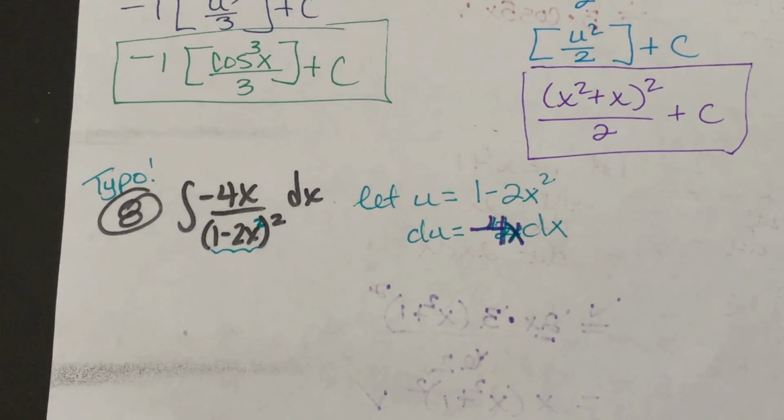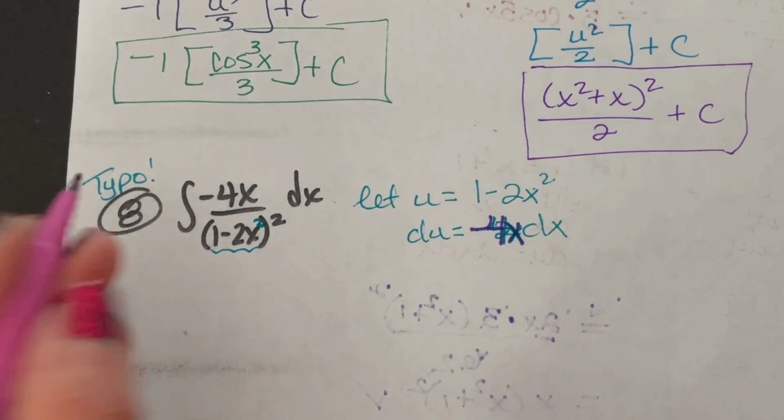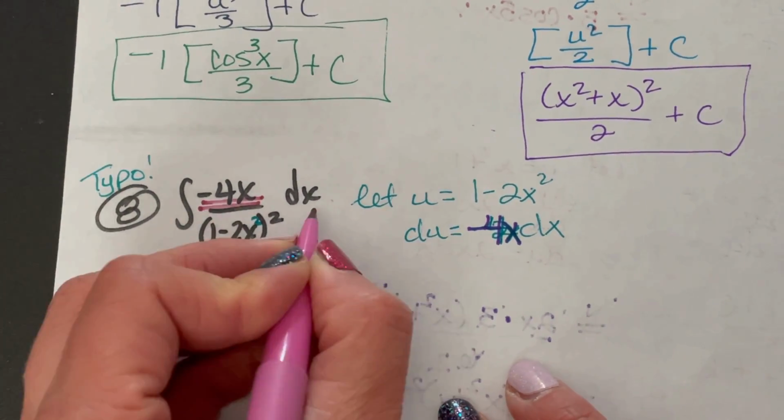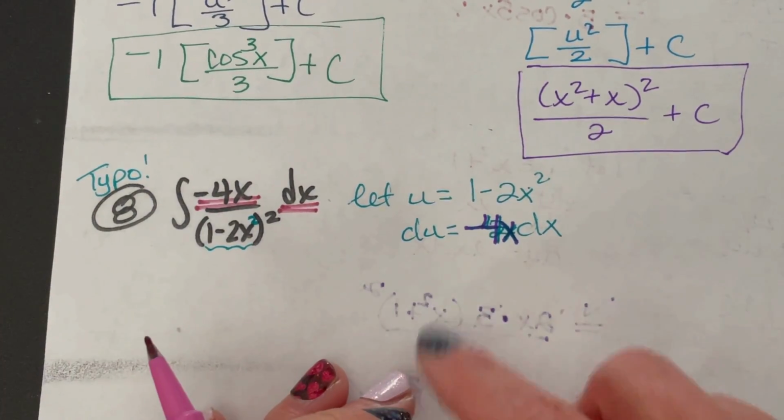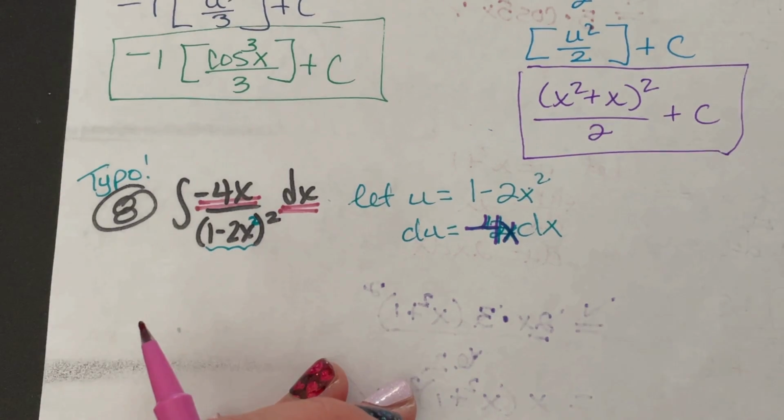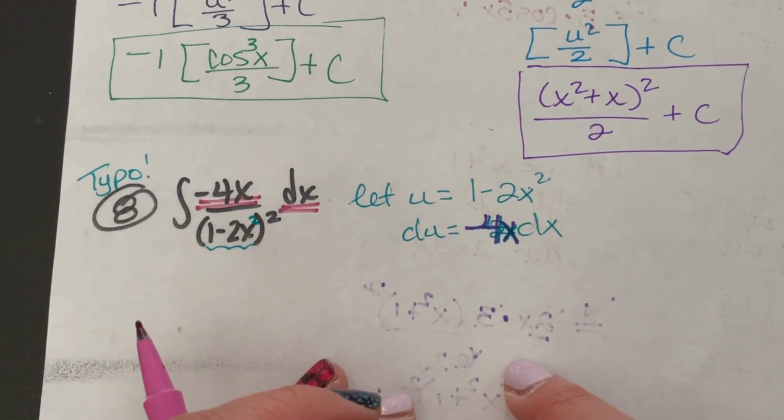Well, if we look at what we've got here, I've got the negative 4x. I've got the dx. So yes, we have it all. We don't need to fix anything. So we could just go straight to our u substitution.